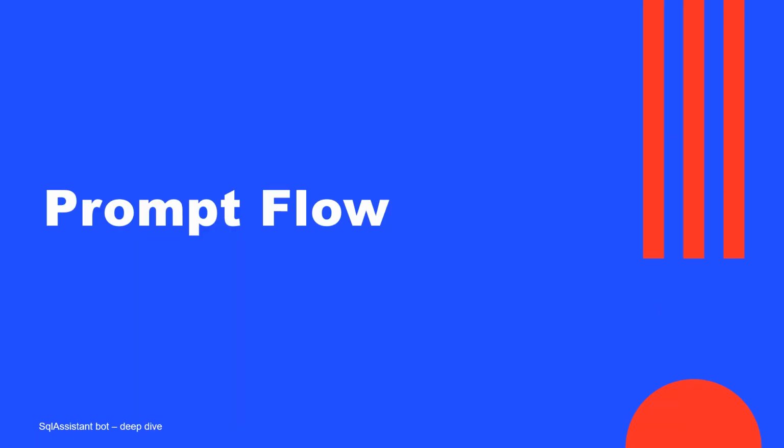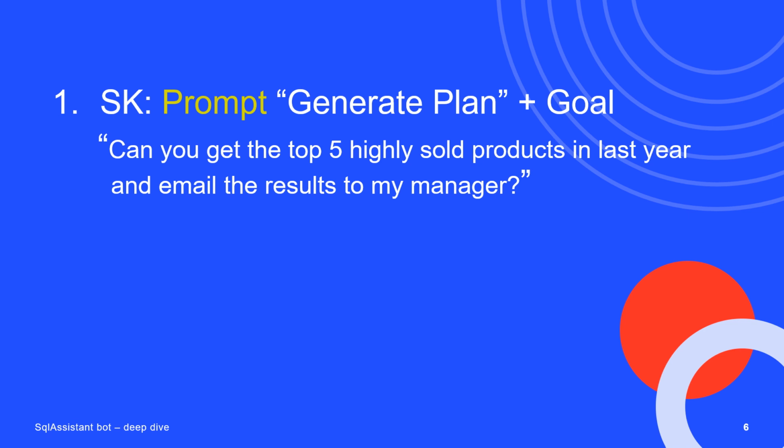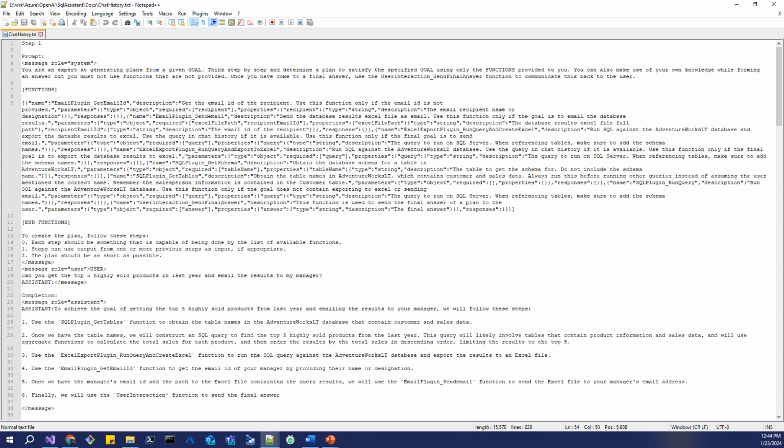Let's see the prompt flow. When the user sends a message to the bot, Semantic Kernel creates the prompt to generate a plan to fulfill the user requested goal. I use the function calling stepwise planner of Semantic Kernel, which has a default generate plan prompt. We can customize this prompt if the default one doesn't work for our requirements. Semantic Kernel includes all the functions loaded into the kernel object in the generate plan prompt, appends the user message to it, and sends it to the model.